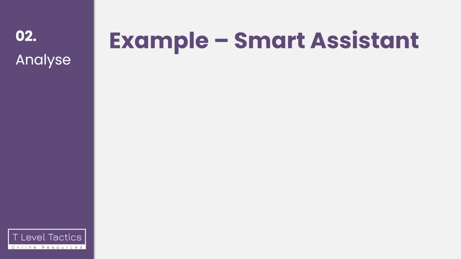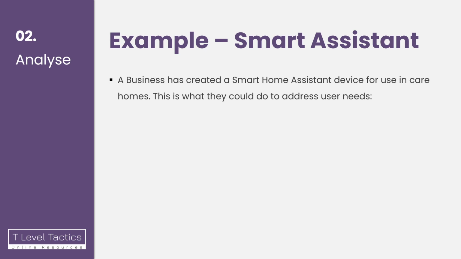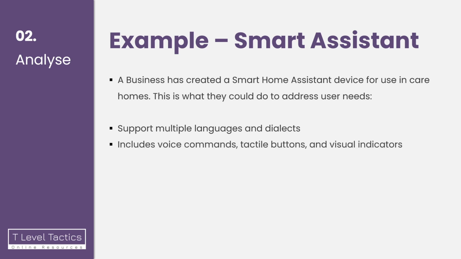Let's take a look at a smart assistant as an example of how we could meet the needs of our users. So a business has created a smart home assistant device for use in care homes. This is what they could do to address their user needs. First of all, they could support multiple languages and dialects, ensuring that their smart assistant recognizes different accents. They could include voice commands, tactile buttons, and visual indicators, using a combination of these things to ensure that anybody can take advantage. They could also link it to a mobile app or another system in order to display text-based responses for people who would need that.